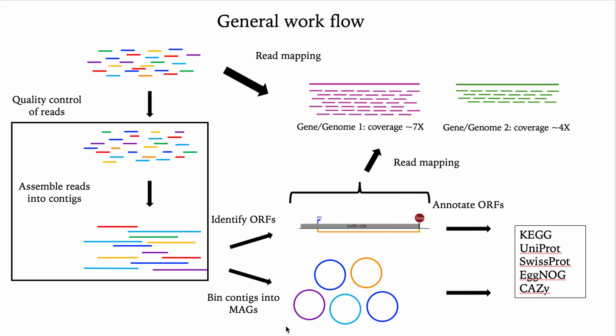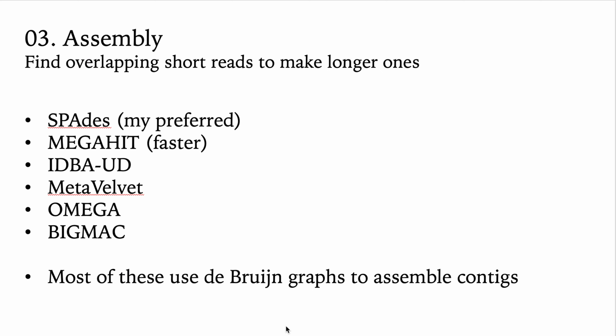Okay, so that's just a quick rundown of some read-based analyses you can do. Now let's get into the heart of metagenomes, which will be assembling your reads into longer sequences called contigs. So the general principle of assembly is to find overlapping short reads to make longer ones. But the devil's in the details here. There are a couple ways of doing this.